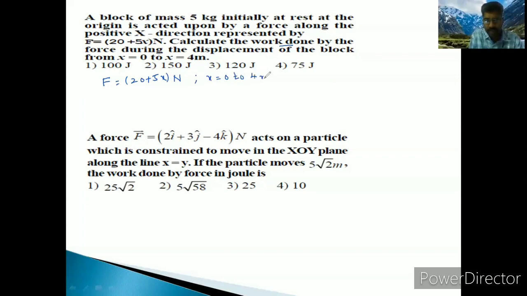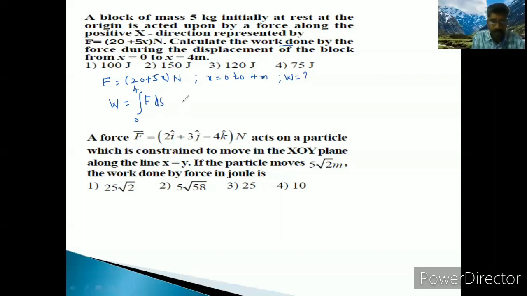4, that means 4 meters. Work done is equal to how much, they are asking. So we know work done is equal to force into displacement. Here they gave positions, they gave displacements. That's why we need to integrate from 0 to 4, F into ds.